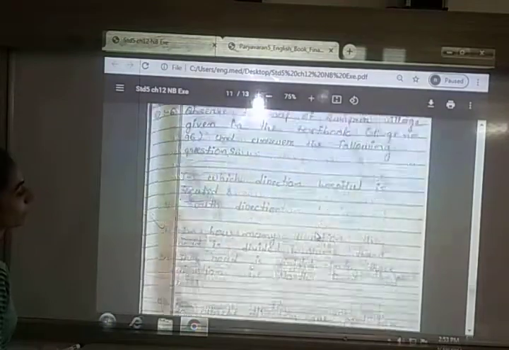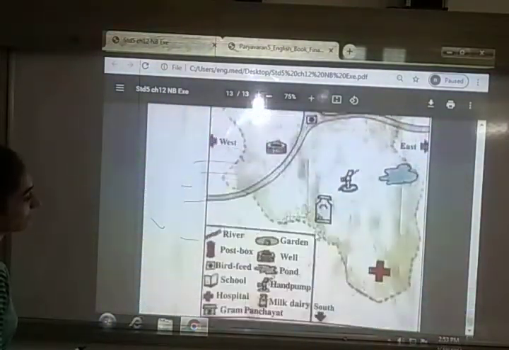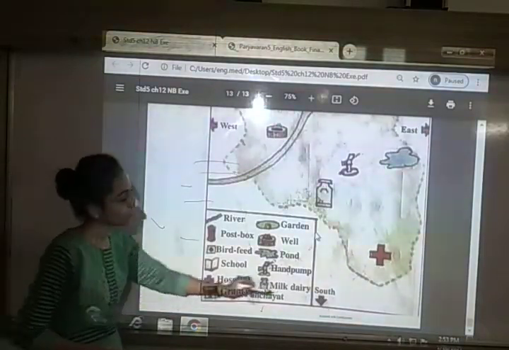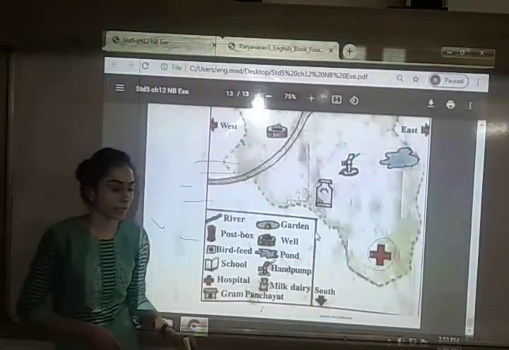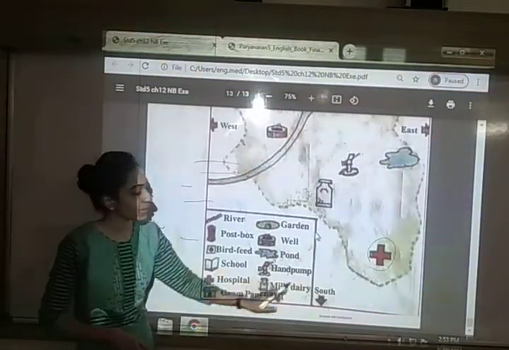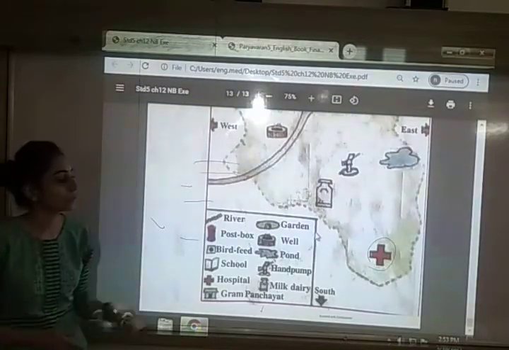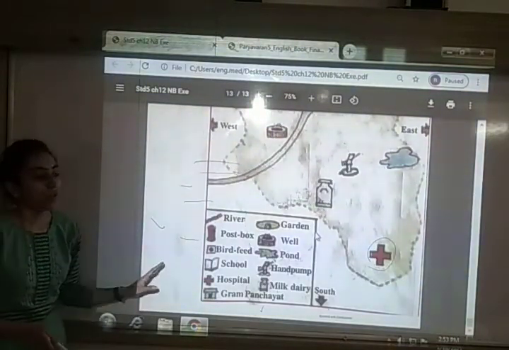Let me see the map. Here at the end of this PDF I have shown the map. Here this symbol is for the hospital, and here you can see the south direction is there. So we can say that the hospital is located in the south direction. So your answer is south direction.